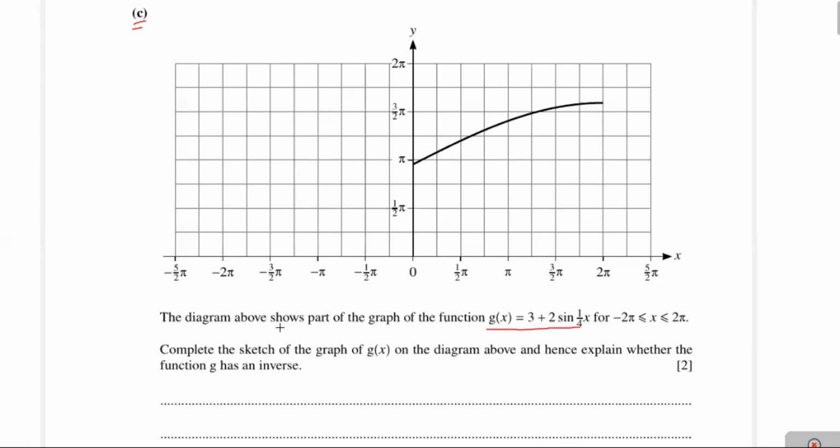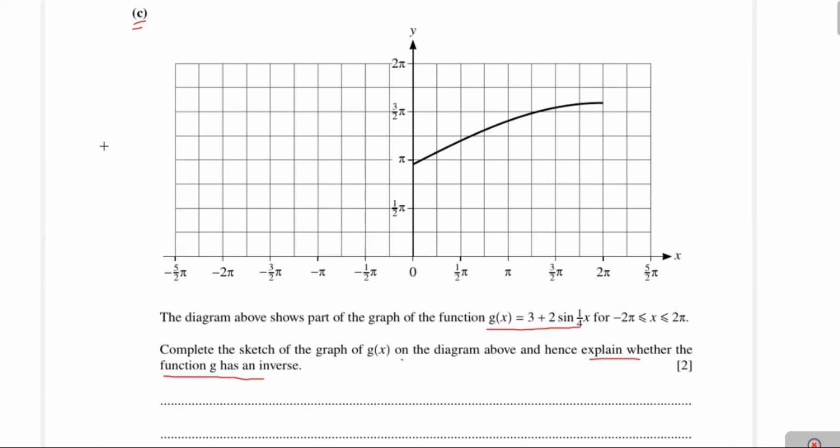Part C. The diagram above shows part of the graph of the function g of x equal to 3 plus 2 into sine 1 over 4x, for x greater than or equal to minus 2 pi and less than or equal to 2 pi. Sketch the graph on the diagram above and explain whether the function g of x has an inverse. Now, firstly, we complete the graph because this graph here is 0 to 2 pi. Now we draw the graph 0 to minus 2 pi.